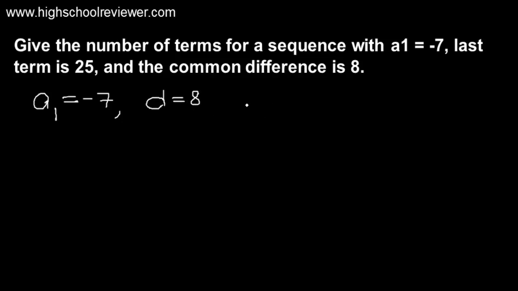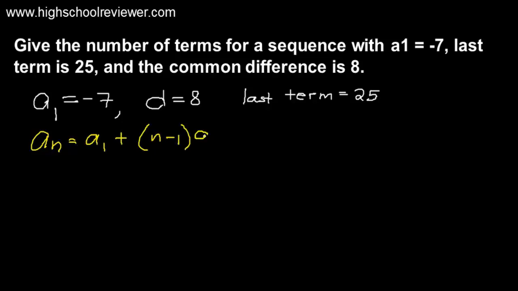And our last term, we do not know which specific term it is, but we know that this will be the last term. So we will start finding the values of the terms until it is equal to 25. So our last term will be positive 25. The formula for finding the value of the terms in an arithmetic sequence is a sub n equals a sub 1 plus n minus 1 multiplied by d.